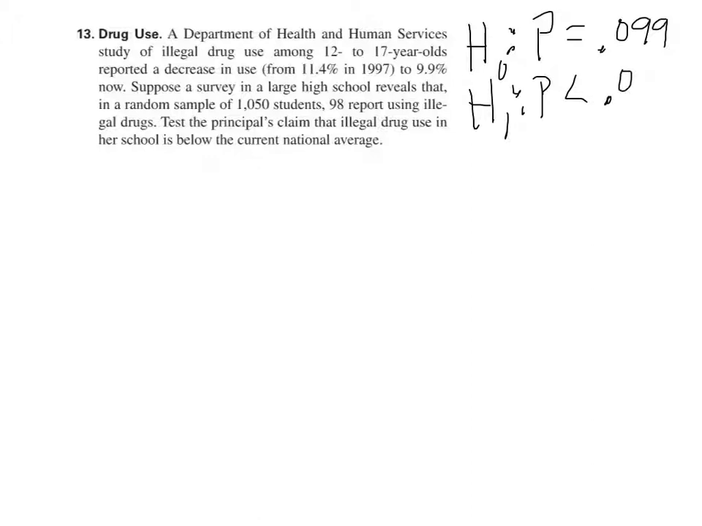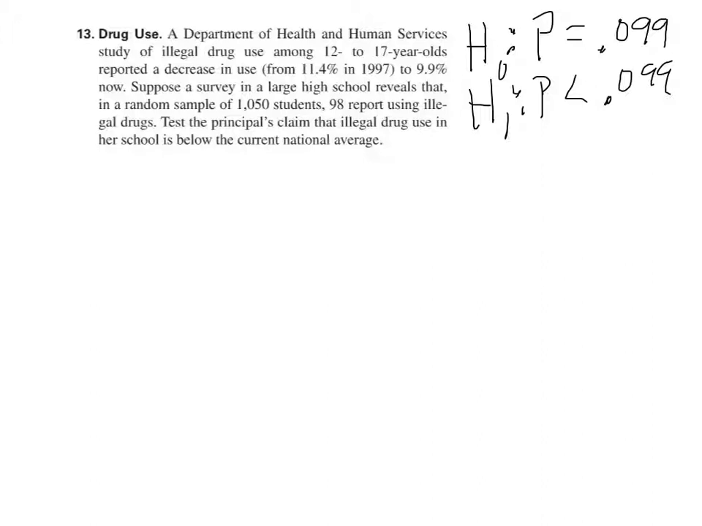use of illegal drugs. We want to test the principal's claim that illegal drug use in her school is below the national average. Well, the national average is 9.9%. So we're going to say for H0 that the proportion of teens using drugs in her school is the same as the national average. Okay, so 9.9%. And then we'll test the principal's claim that in her school it's less than the national average. Okay, so that's the H0 and H1 or HA.